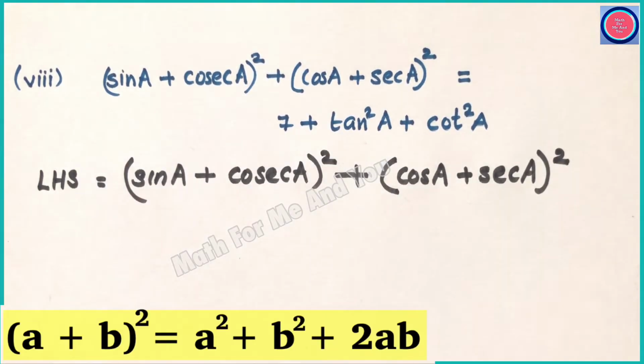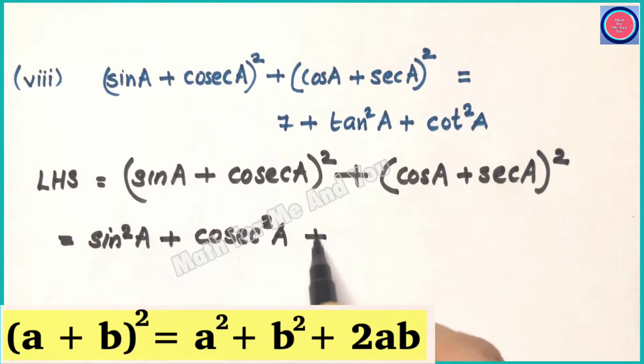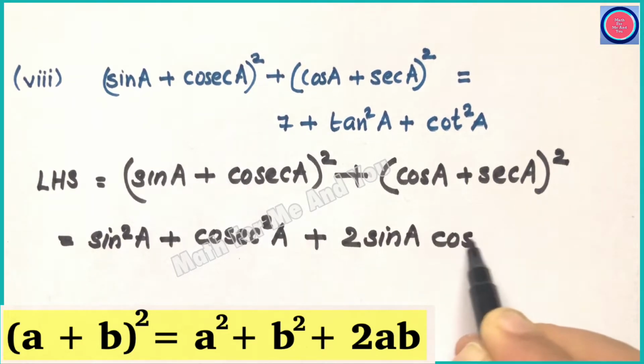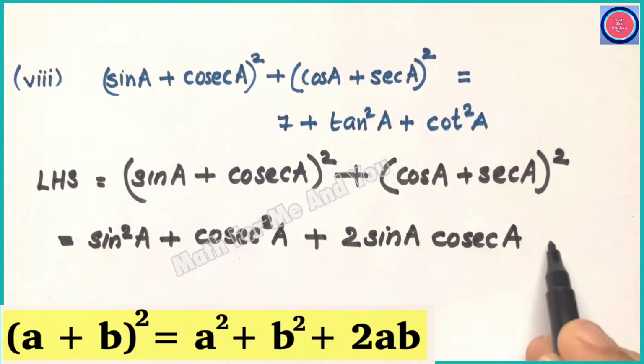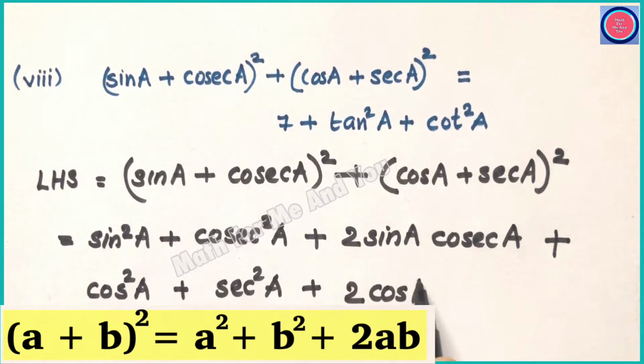Each bracket is of the form (a plus b) the whole square. In the next step, we can write the expansion, that is a square plus b square plus 2ab form. Here a equals sin a. So the first term is sin square a plus, in place of b, cosec a, so we write b square, that is cosec square a, plus 2ab form, that is 2 times sin a times cosec a, plus second bracket. Also we are expanding using the identity (a plus b) the whole square, which is equal to a square plus b square plus 2ab form, that is cos square a plus sec square a plus 2 cos a times sec a.